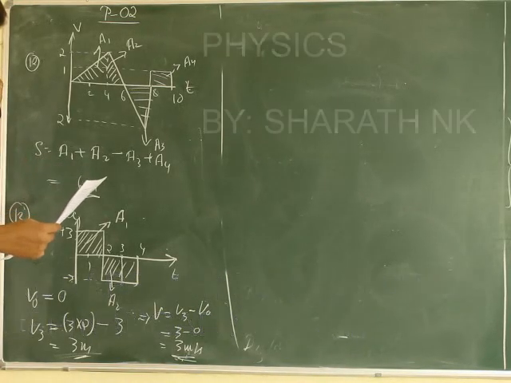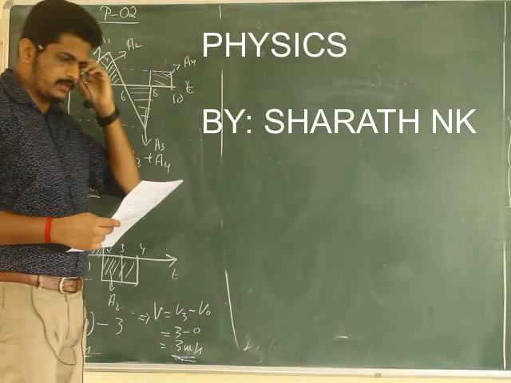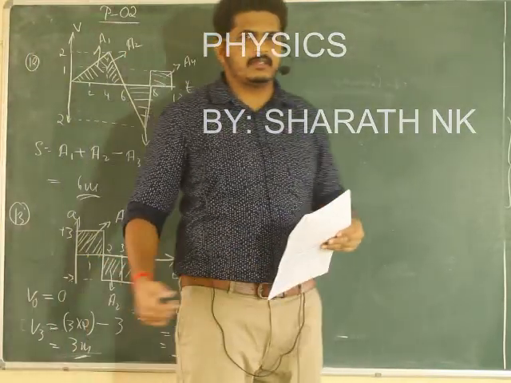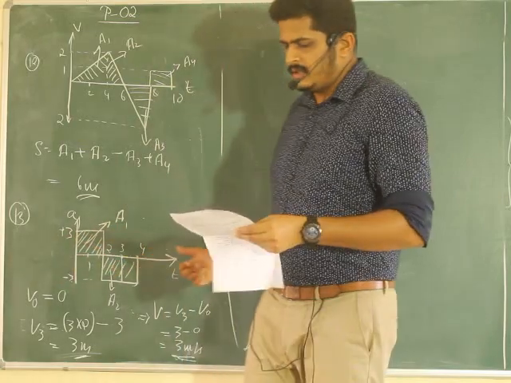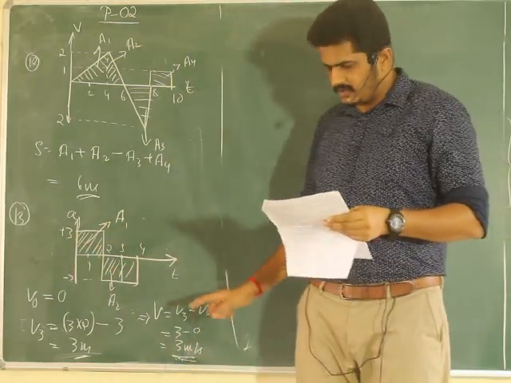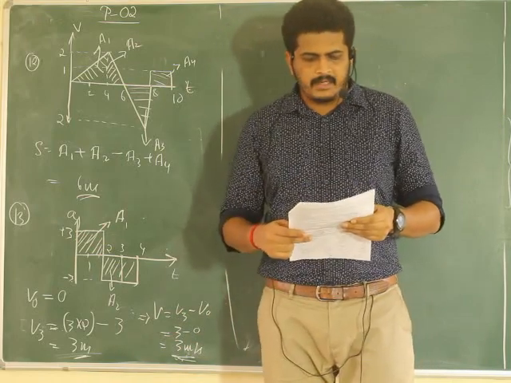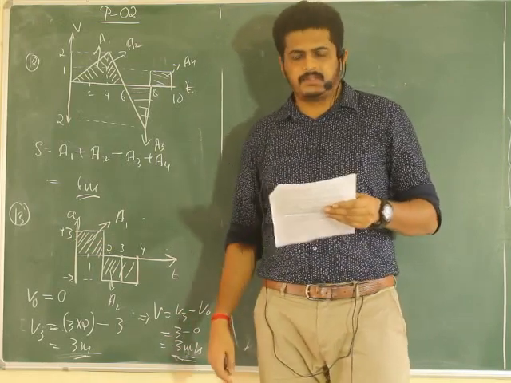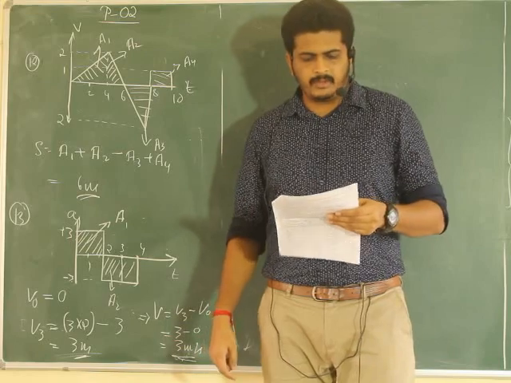Okay, students. So let us continue to the next question. Right now we have discussed the 13th question, and the answer we get at the end is 3 meter per second. That is a velocity. And let us get back to the 14th question.